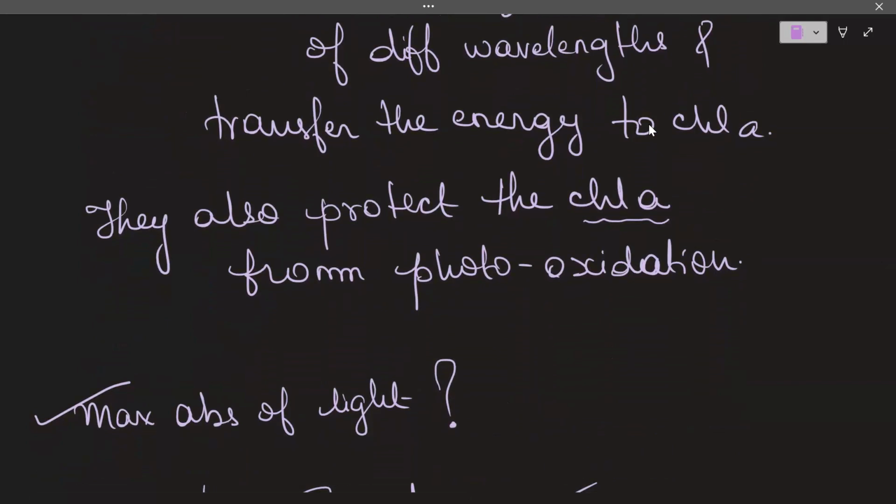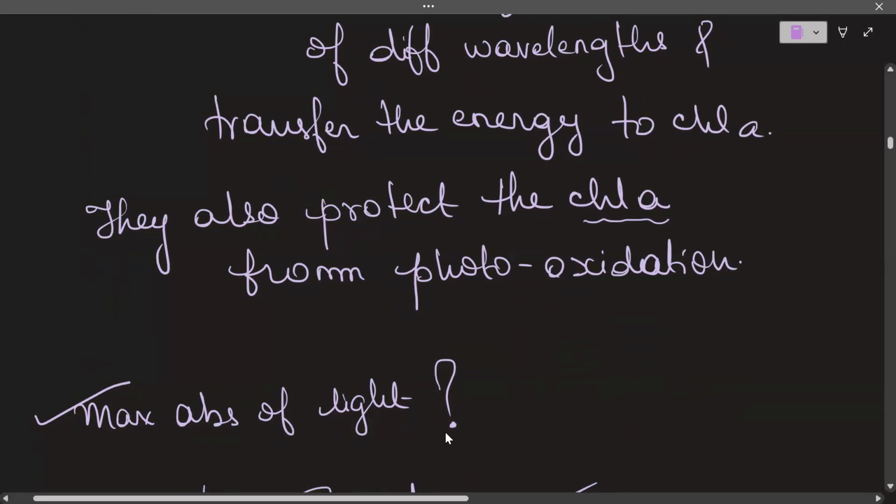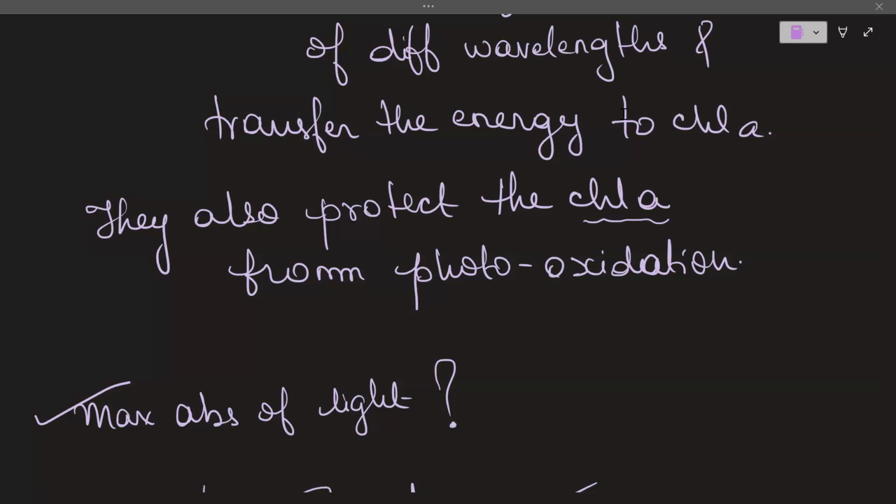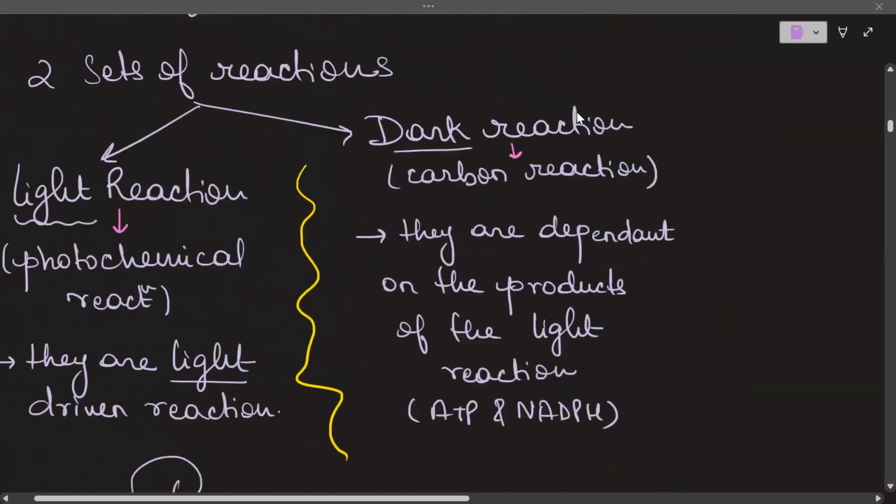Is it clear, students? Yes, ma'am. The structure of chloroplast, where chlorophyll is found, what is light and dark reaction, the pigments involved in photosynthesis, all of these things are clear? Yes, ma'am. What about the others? Any doubts? No, ma'am. Okay, good.